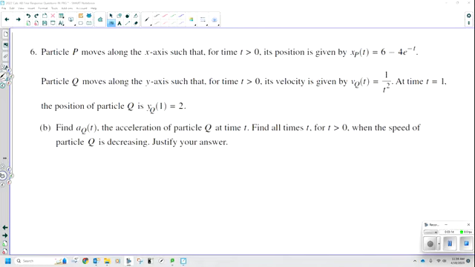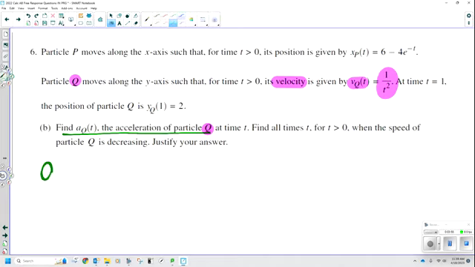6b asks us to find acceleration, aq of t, the acceleration of particle Q at time t. Then it says find all times t for time t greater than 0, when the speed of the particle is decreasing, and justify your answer. So we have 2 tasks here. First, we need to find acceleration of Q. Again, we have so much here. Let's find Q, which is here, and the velocity is this thing right here. Beautiful fraction. So let's first find the acceleration. We'll worry about the speed decreasing afterward.